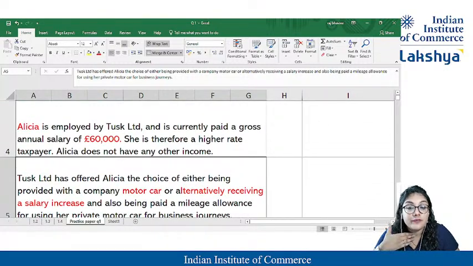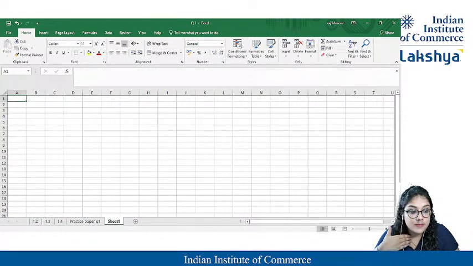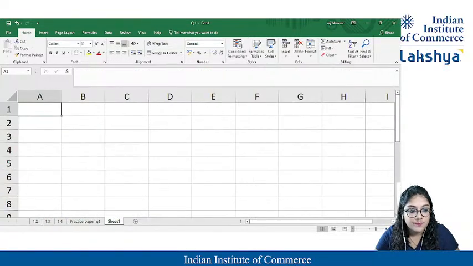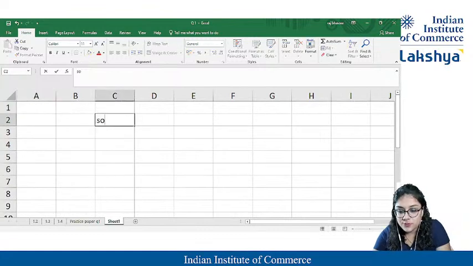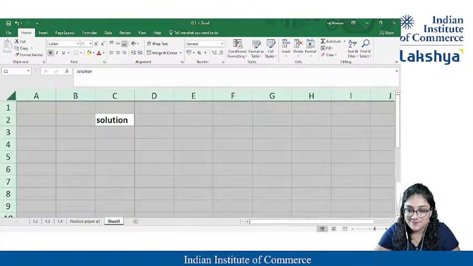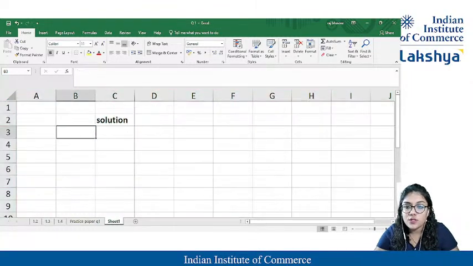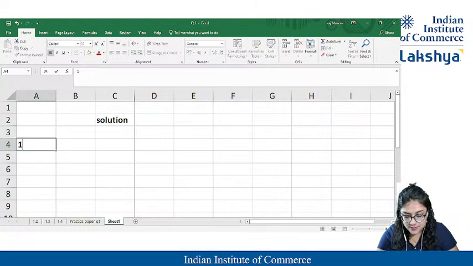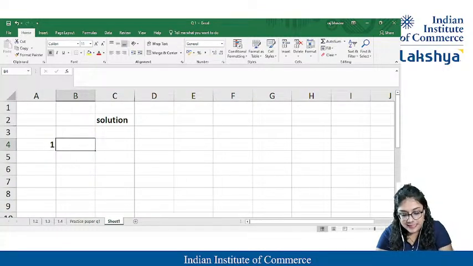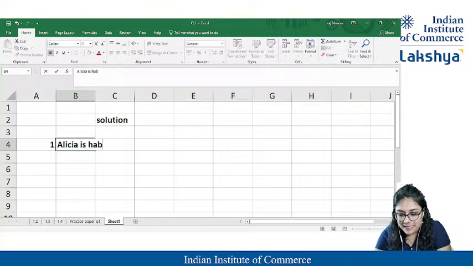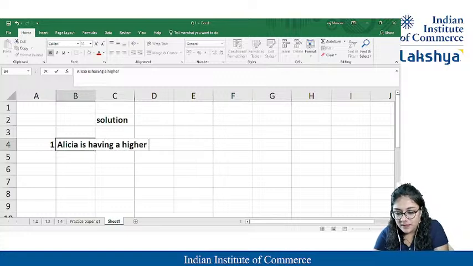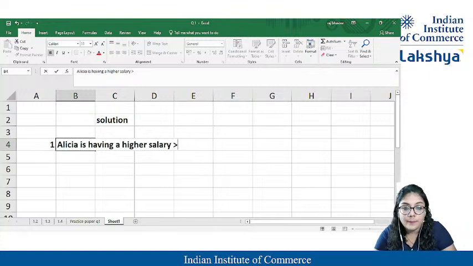So Tusk Limited has offered a choice, right? Okay, this is my solution. So what I need to understand is, for this first solution, I make everything bold so that you can easily see it. Okay, the first thing, I knew that Alisa is having a higher salary, right? Alisa is having a higher salary. Cool. Which is basically more than my normal salary.